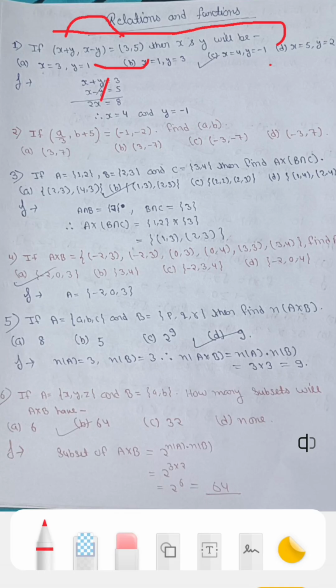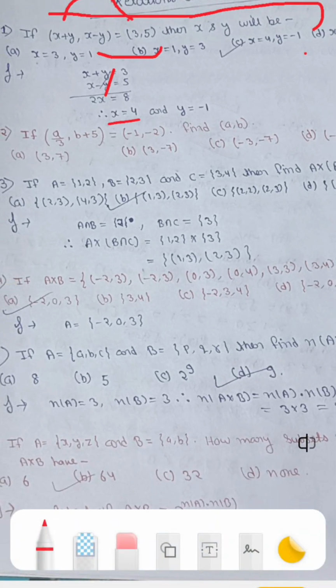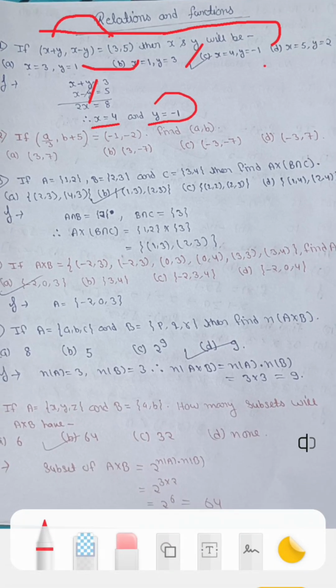Adding, we get 2x equals 5 plus 3, which is 8. So x equals 4. Now putting the value of x equal to 4 in equation 1, we get y equal to -1. Now my answer is C. Option C is the correct answer.